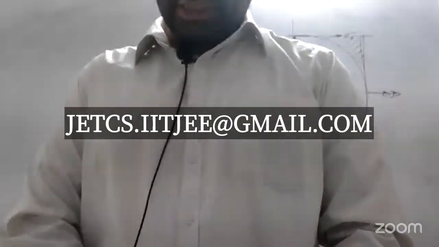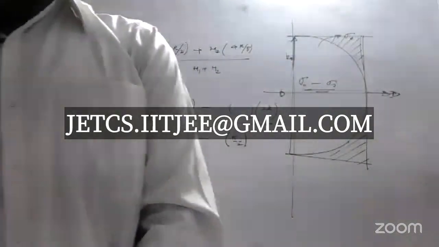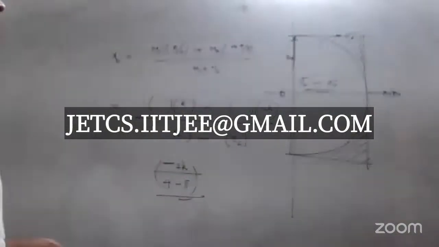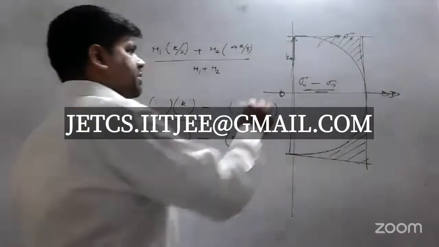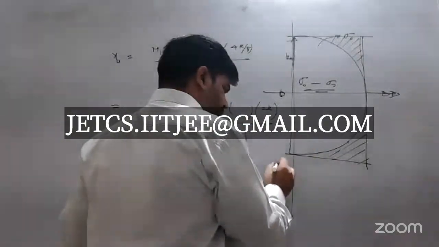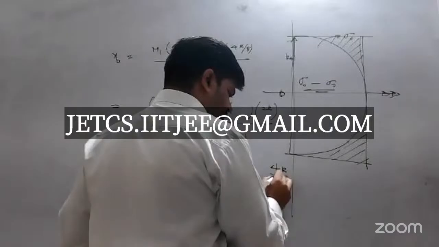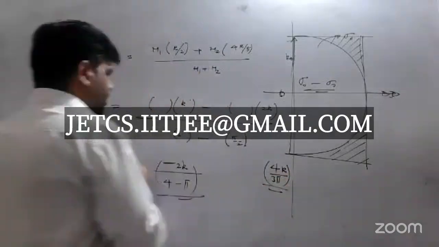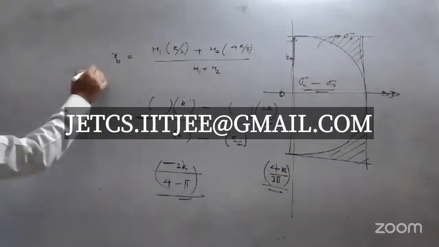Friends, we've made a mistake in the last question. That's why we are not getting it right. The center of mass of this semicircular disk is not 4r by pi, it is 4r by 3 pi. All right. That's where we have gone wrong.